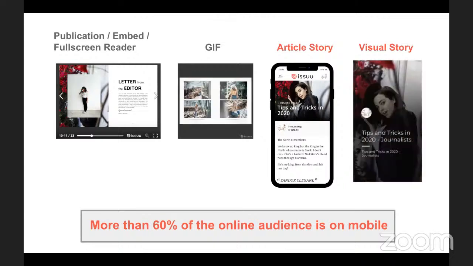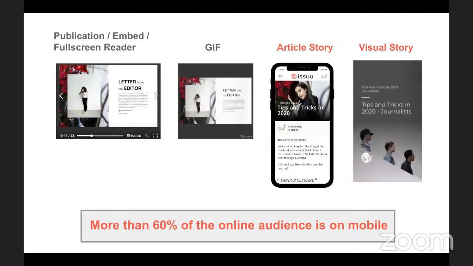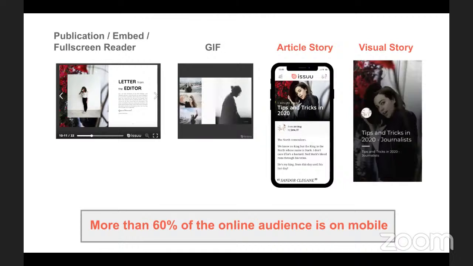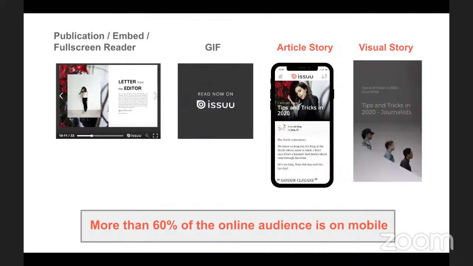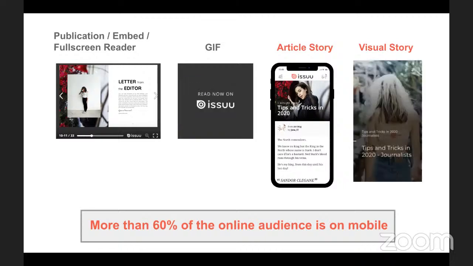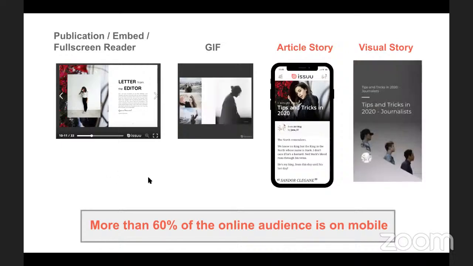Instead of having to create all new content, you could just repurpose your existing content and share out as much as you want. And just a fun fact for everyone, more than 60% of the online audience is currently on mobile, and that shouldn't really come as a surprise to most of us. A lot of us are probably on our phones a lot in our day-to-day life. So converting your publications to a more mobile-friendly format is more important than ever before.